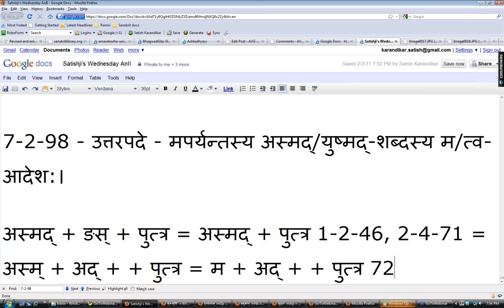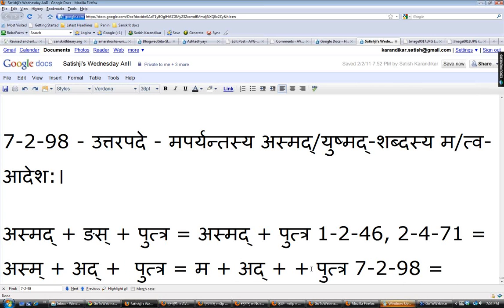Pratyuttarapadayoscha, 7.2.98, and then we could be using the atogune. Yeah, I'm sorry, I know, typo. Sorry. Okay. So atogune becomes mat, and then of course kharicha. Atogune kharicha will make it into matputraha.